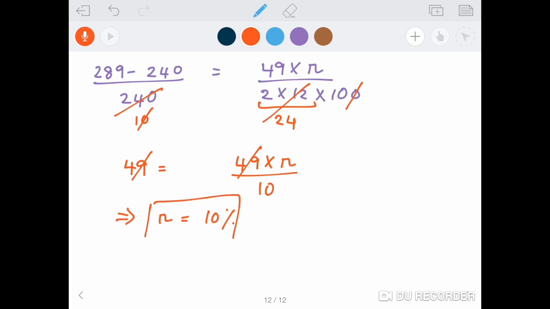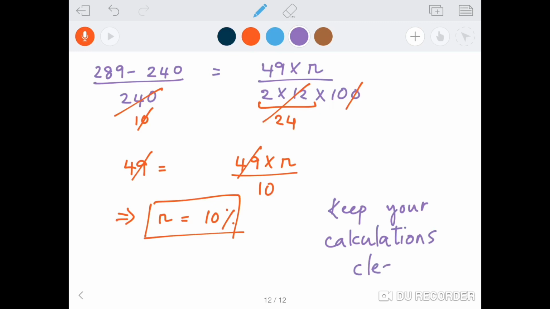Learn to keep your calculations as simple as you can. Don't over calculate things that are not really required at this stage. I'm just going to put that comment there so that you constantly keep this in mind, that you need to keep your calculations exceptionally clean. Don't get into unnecessary multiplication or division. I'm going to pause this video so that you finish this off.